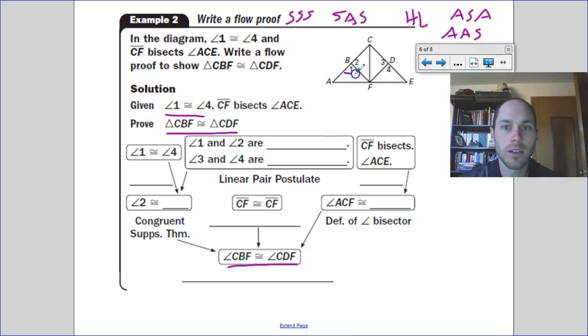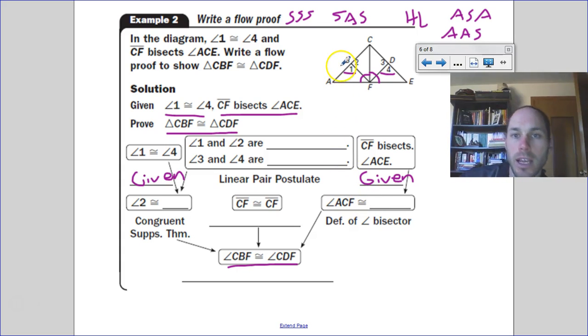Angle 1 is congruent to angle 4. How do I know that? That's given. We also know that CF bisects ACE. That is given to us. Now, if it bisects ACE, what does that tell us? Well, bisectors split an angle in half. So CFA would be congruent to CFE.